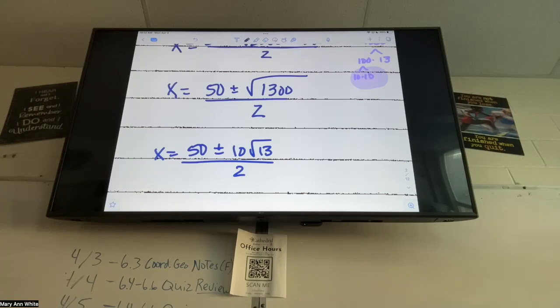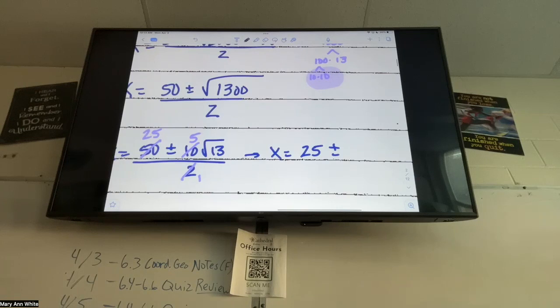I know it feels like we've been on this problem forever already, but now we can simplify. 50 and 10 and 2 all have a factor of 2. So that becomes 25 and 5 and then 1. And so our best, most simple answer is going to be 25 plus or minus 5 root 13.